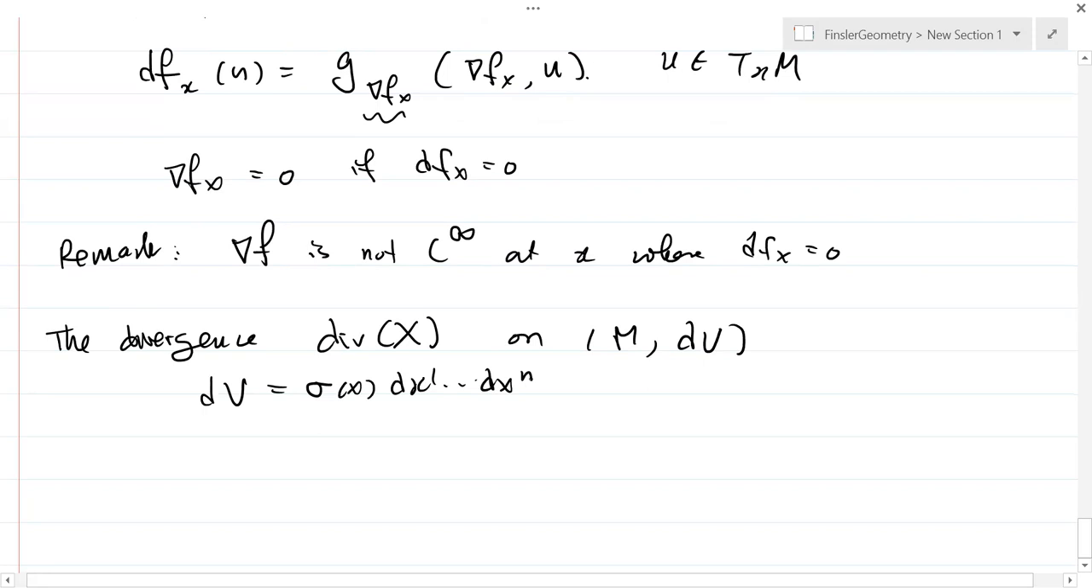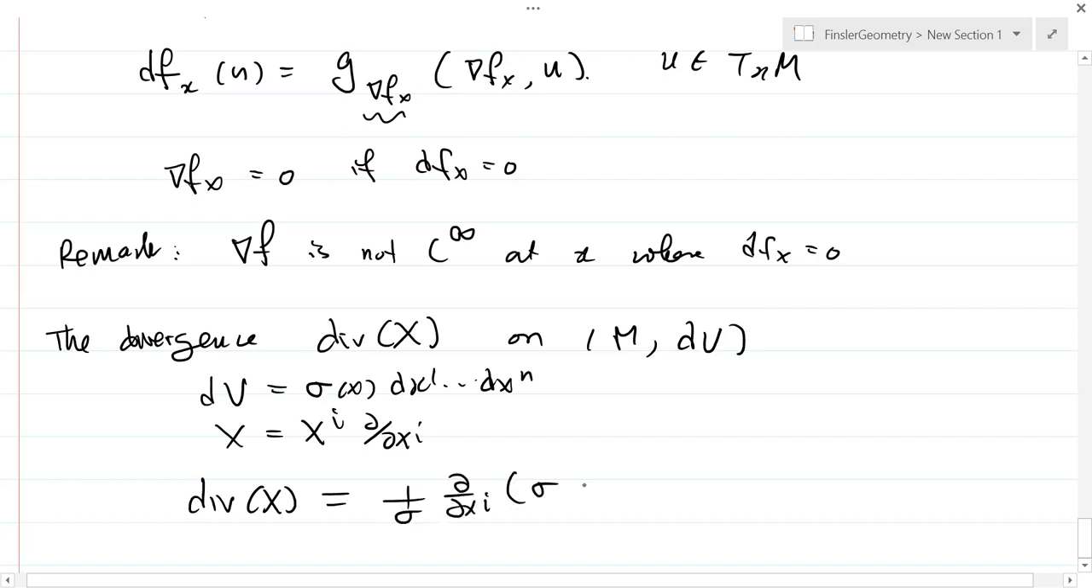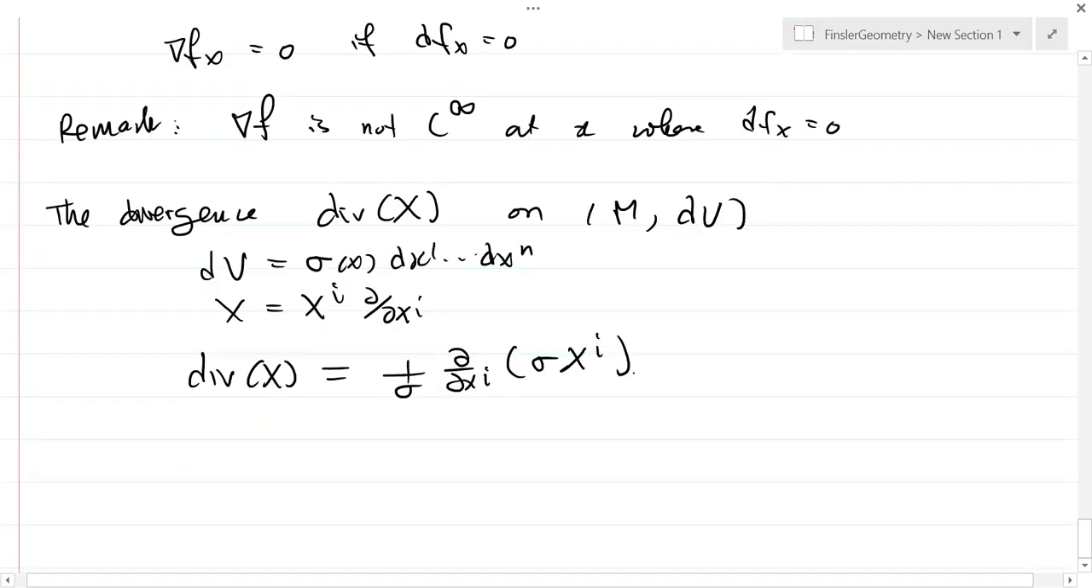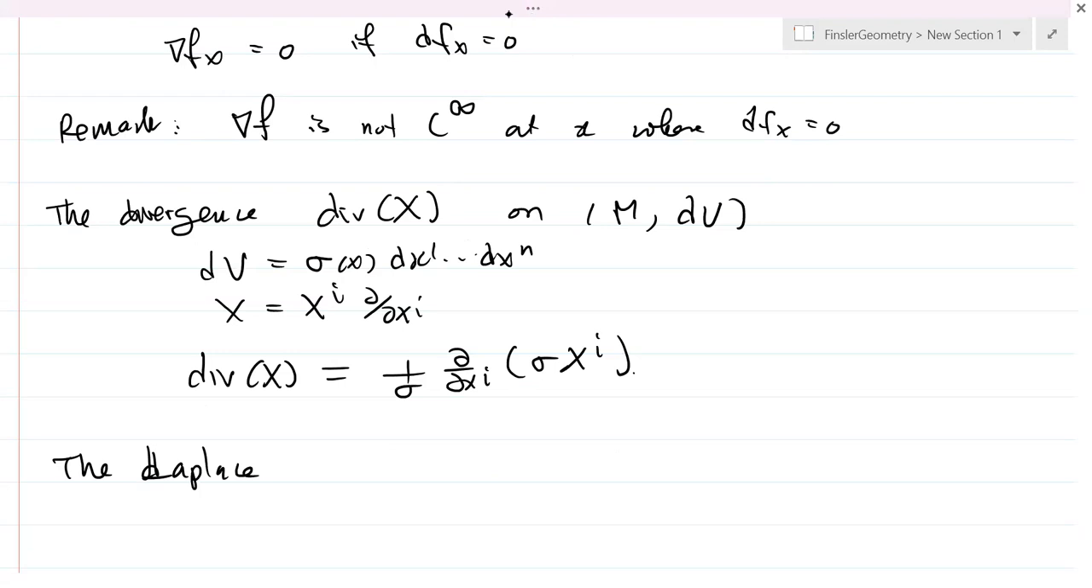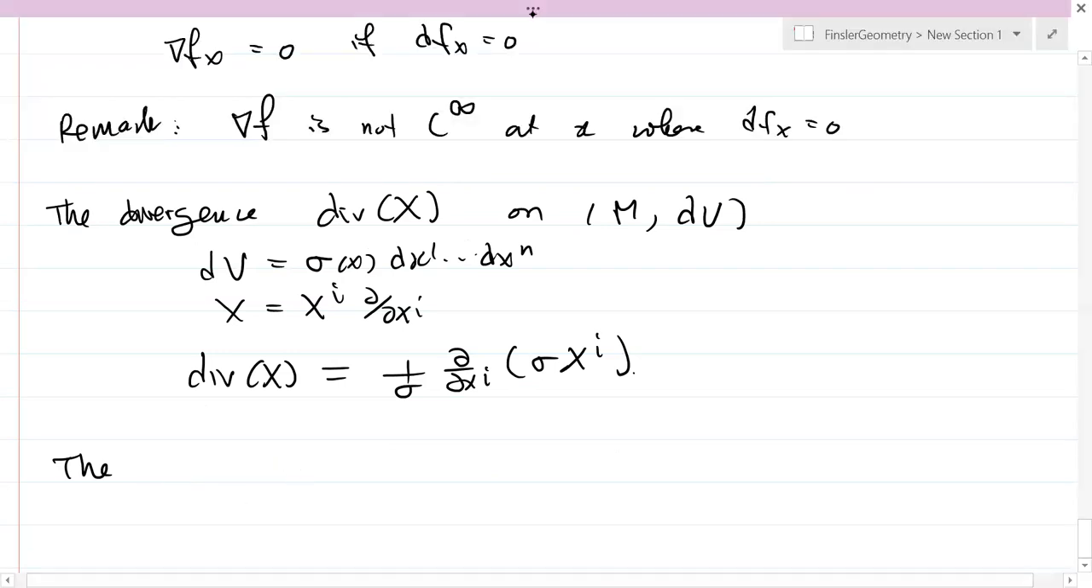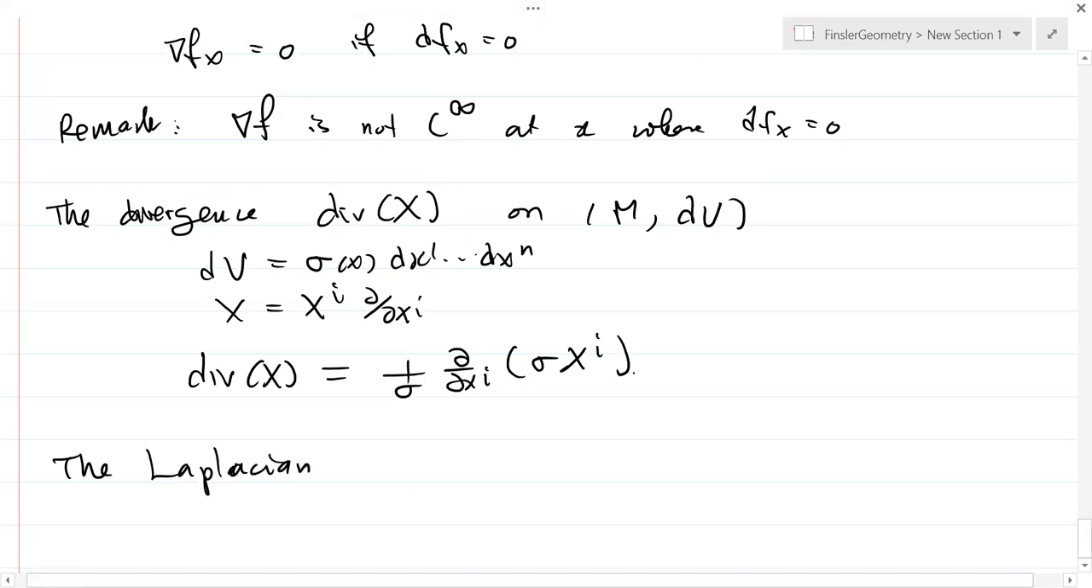expressed in local coordinates, then X is x^i ∂/∂x^i, and the divergence of X is going to be a function given by the following formula. Simple, right? It's well defined, independent of local coordinates. Now I can define the Laplacian of a function.